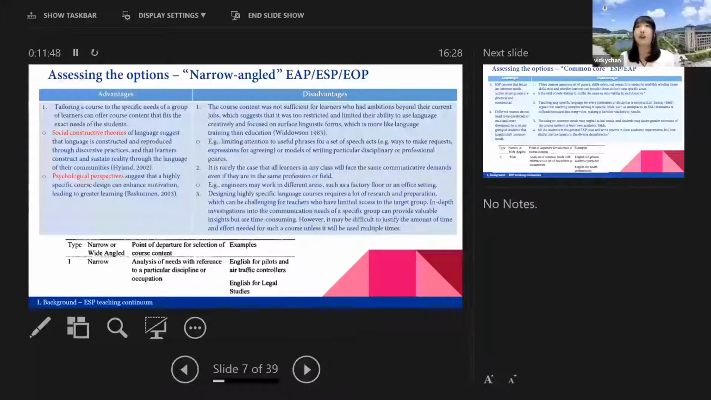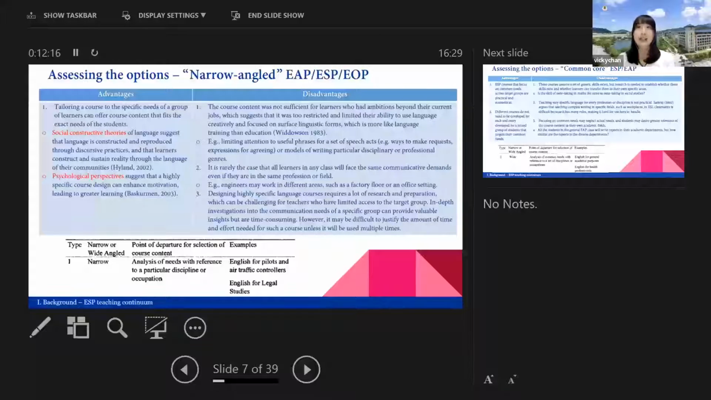And then also from a very narrow ESP, most of the time we might also be focusing on a specific set of phrases or speech acts. For example, we might focus on ways to make requests or expressions for greeting, or even writing in some professional genres only. So in other words, let's just put it simply, it might be too specific.